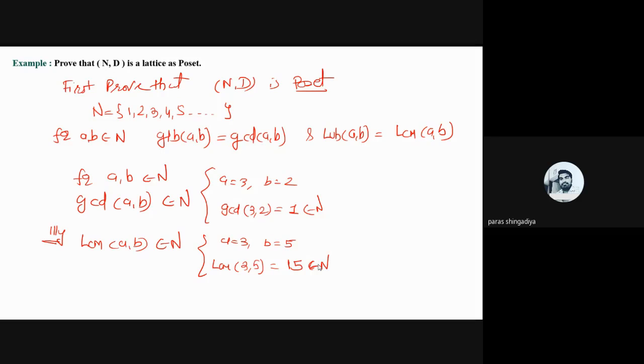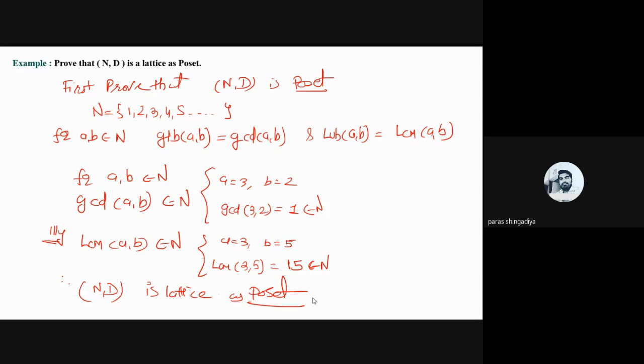Clear? So we can easily prove it by any counter example. GCD of A, B belongs to n and LCM of A, B belongs to the n, and therefore we can say that n comma D is a lattice as a poset. Okay, n comma D is a lattice as a poset. Clear? So take the screenshot of the solution. This is the answer of the n comma D is a lattice or not.